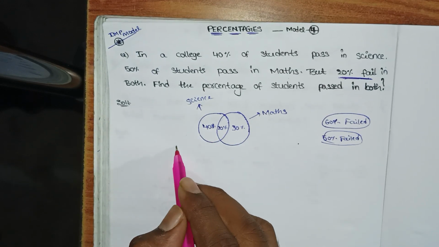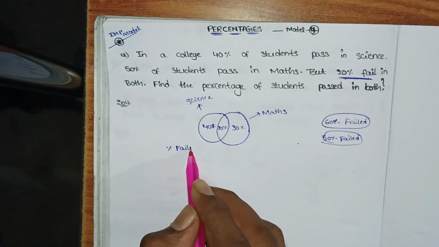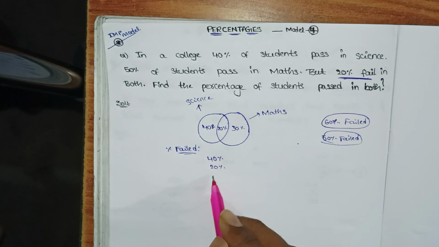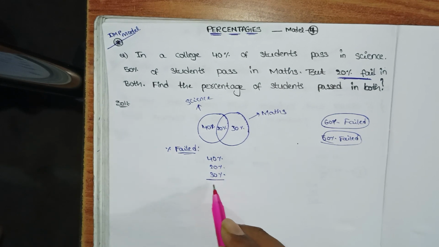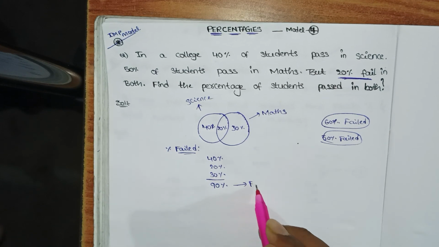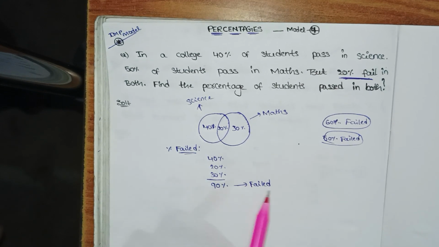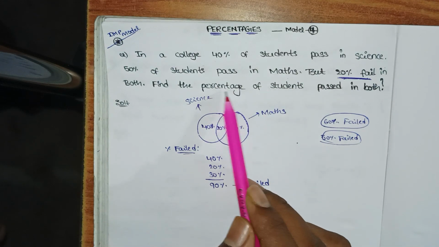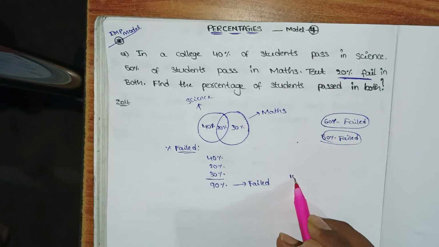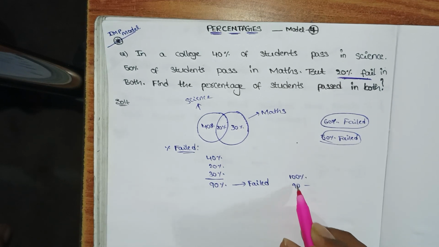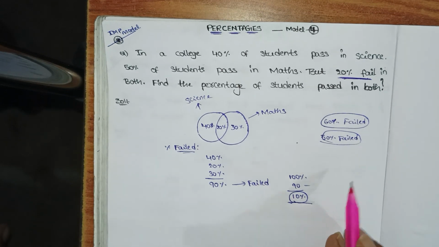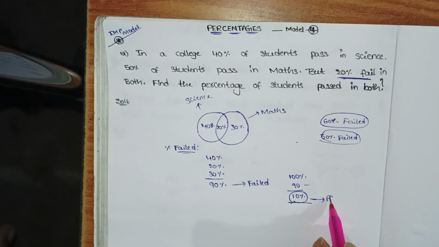Now, percentage of failed: 40%, 20%, 30%. So we get 90% of students failed. What do we need? The percentage of students passed in both. Out of 100, if we minus 90%, we get 10%. So this is the required answer. It means 10% of students passed in both.